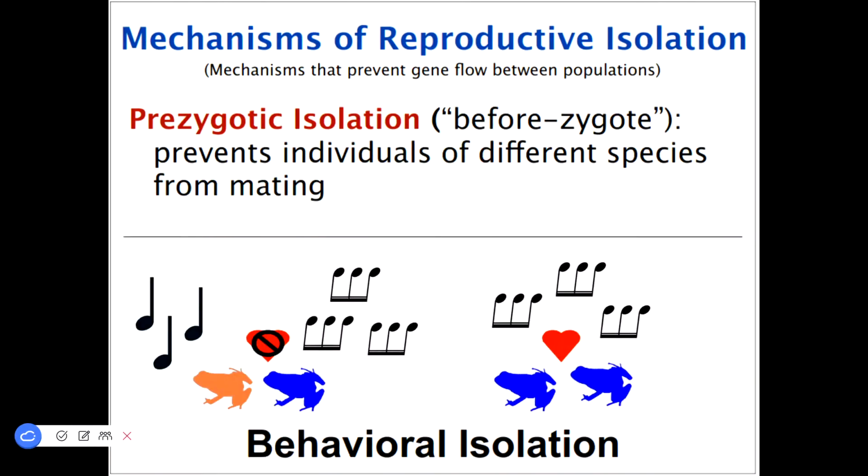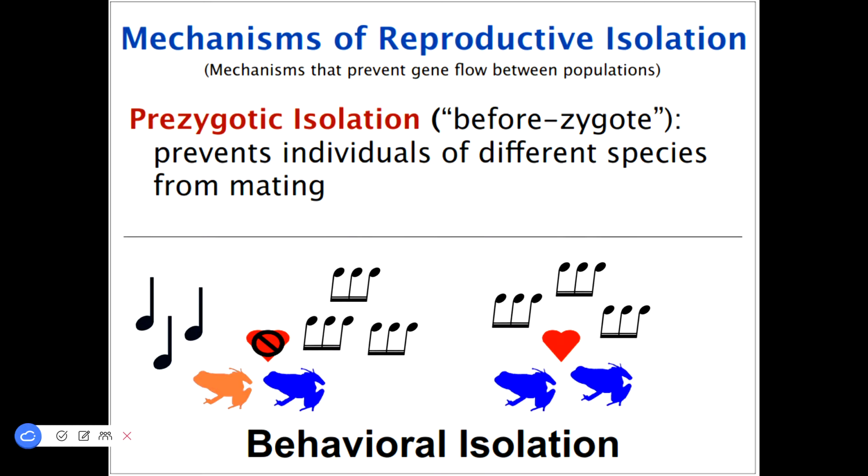The next is behavioral isolation, and that has to do more with what's going on with the behavior that these organisms are displaying. So the blue frogs make a certain noise to attract mates, and that's attractive to the other blue frog. But to the orange frog, they don't like that music. They're looking for different notes. So that behavior, that mating call, is going to keep them from mating with each other. It's not going to allow gene flow to occur.